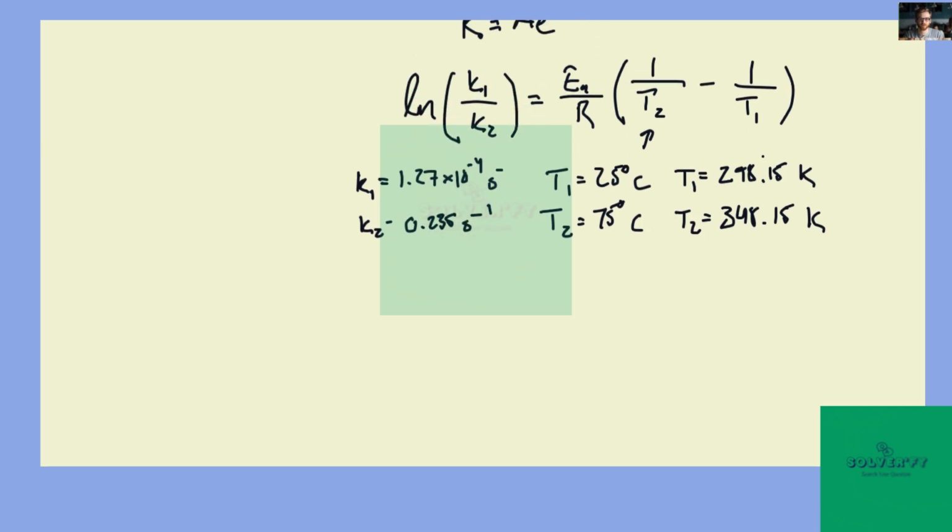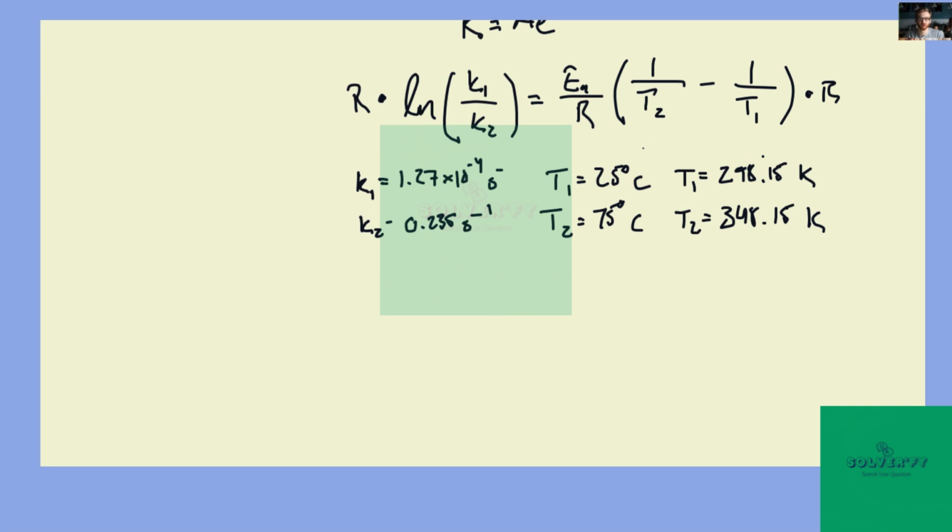Really all that's left now is to plug these numbers in and solve for Ea. Sorry, not T1 and T2, solve for Ea. Now you can plug them in directly and then solve for Ea, or you could get everything to one side of the equation before plugging anything in. I think that's probably a good way to do it. So using algebra, that would include multiplying both sides of the equation by R to get rid of the R in the denominator here, and then dividing both sides of the equation by everything in the parentheses there.